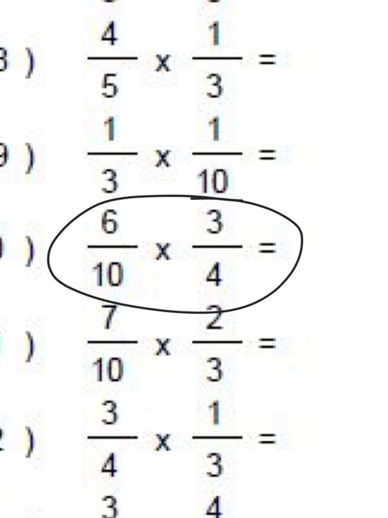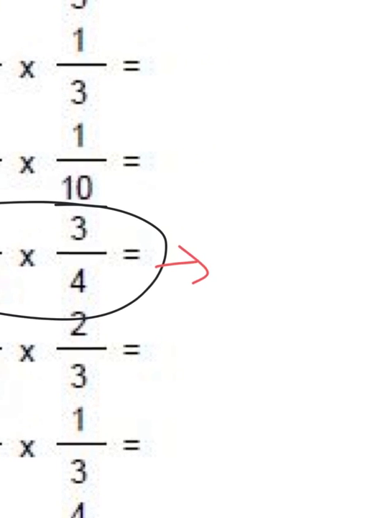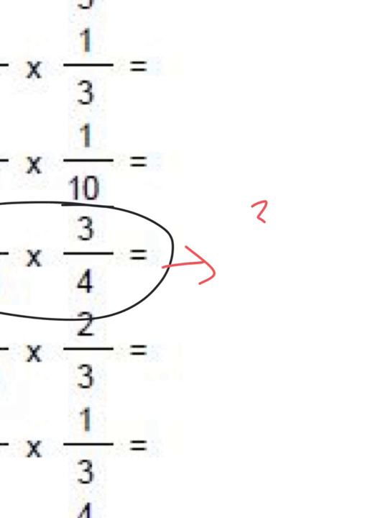So let's do it top to bottom, like we know it. What do you do over here? 2. And what on the bottom? 2. So how do we rewrite this problem? 3 over 5 times 3 over 4, right?